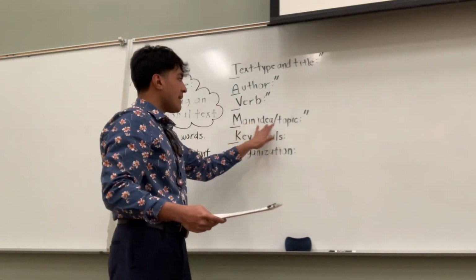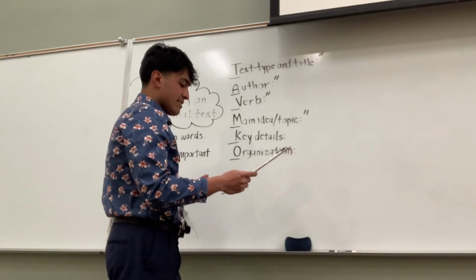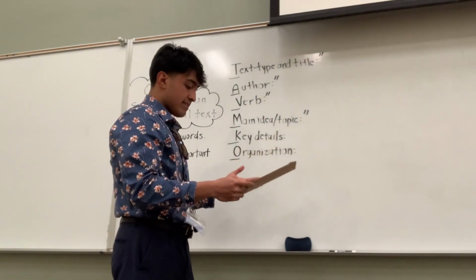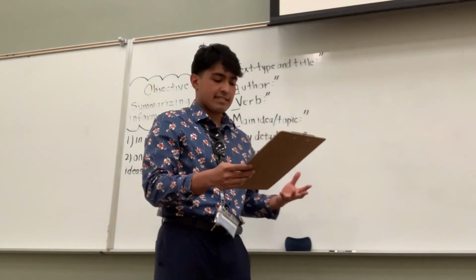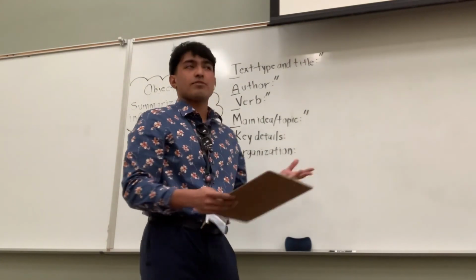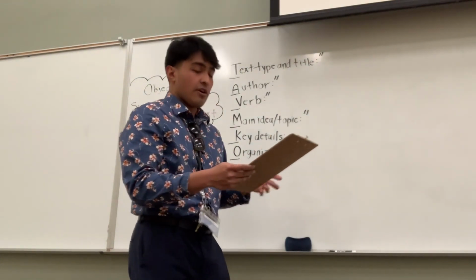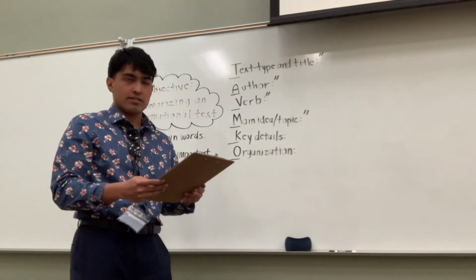Then finally, the main idea. What is the central, most important idea or topic found in the text? Then key details. So what that means is that what are 2 or 3 additional key details found in the text that support your main idea? So in other words, use the text to support you. And O, organization. Organize your summary like how the author organized their text and information.